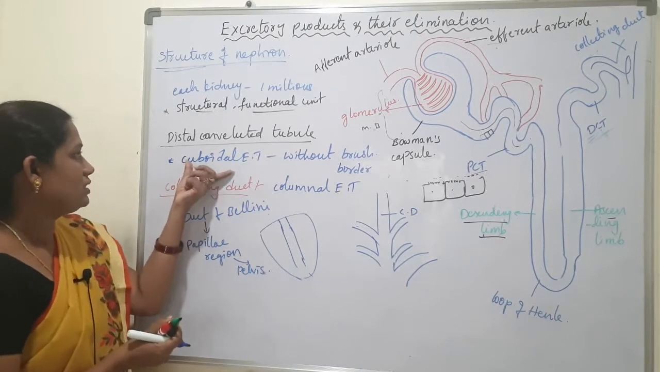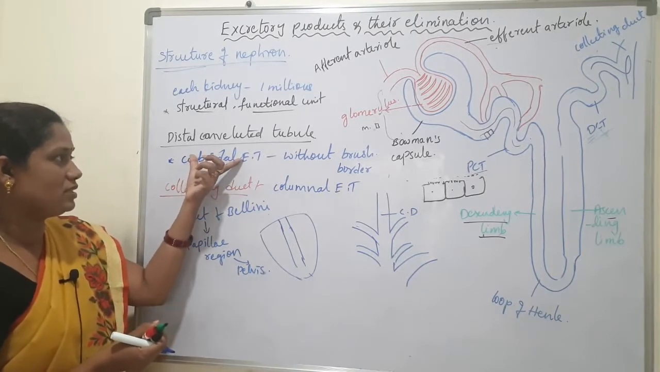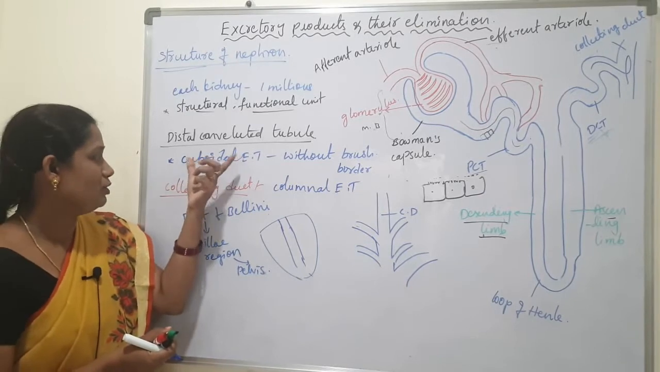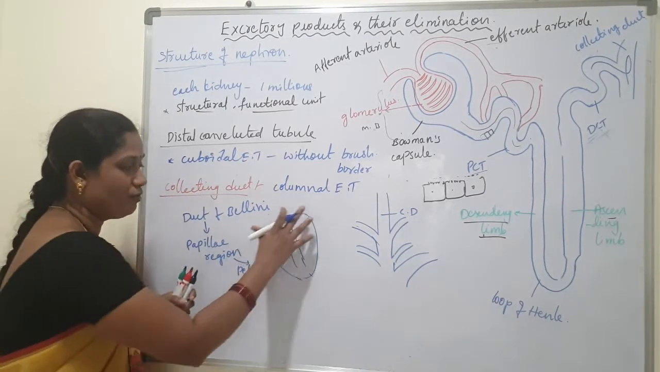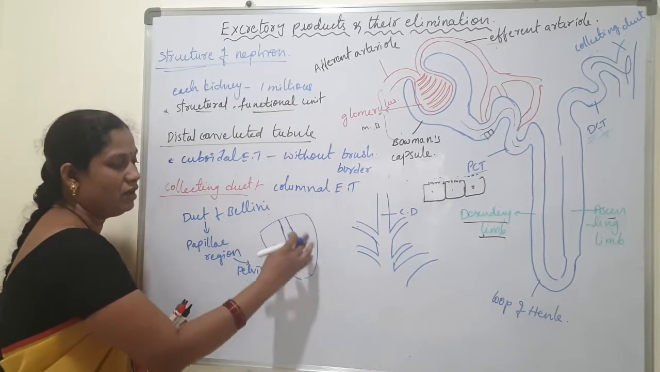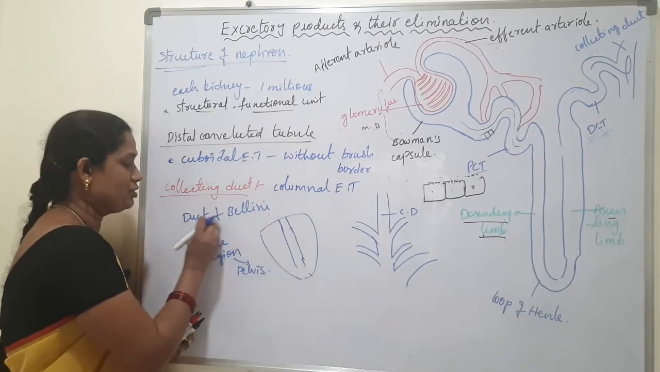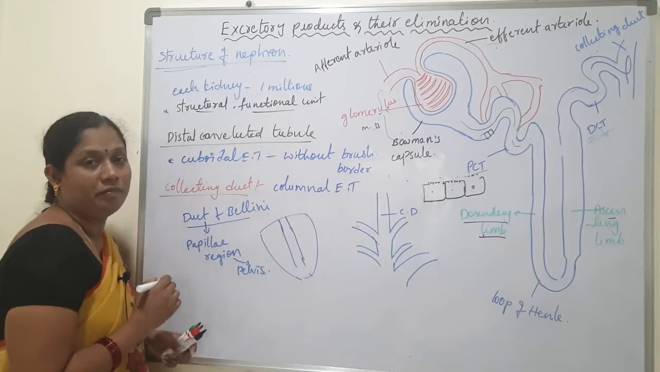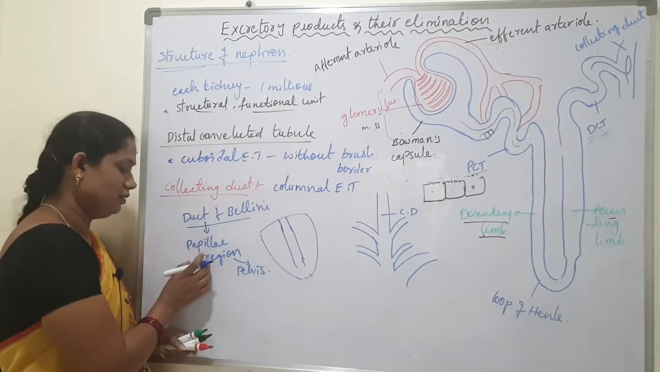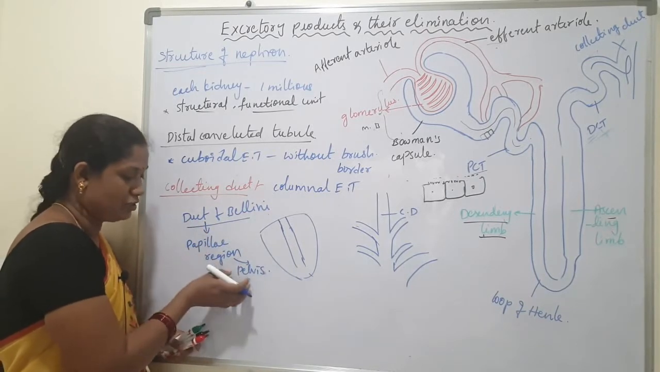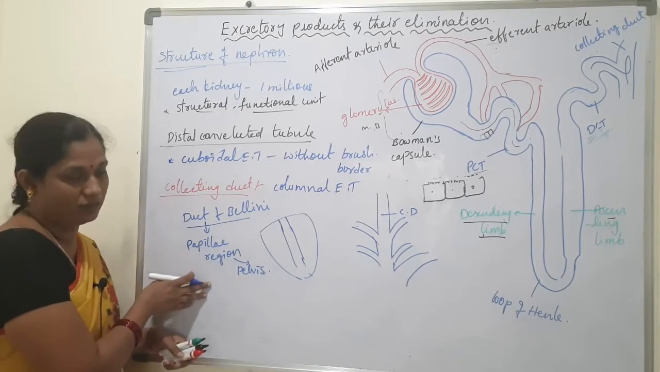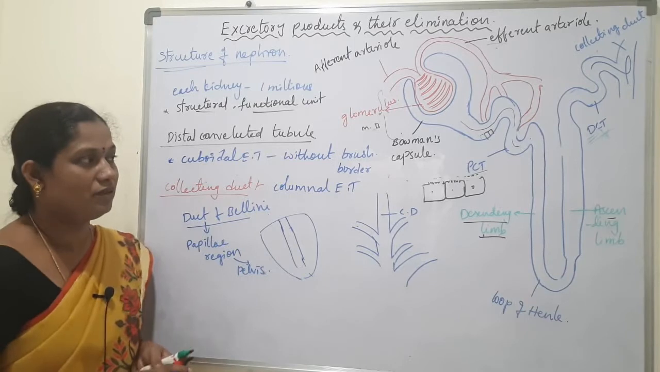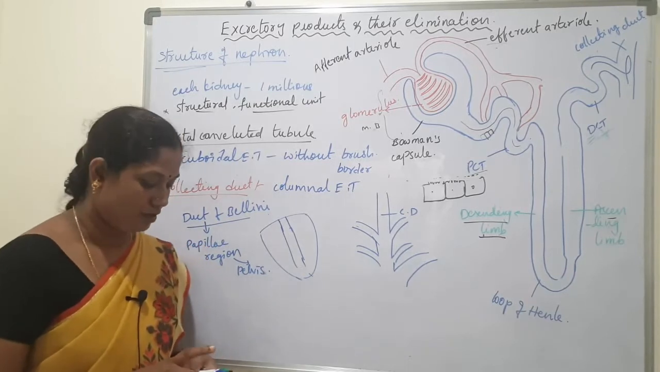So all distal convoluted tubules open into collecting ducts. All the collecting ducts in one renal pyramid open into a duct of Bellini. The duct of Bellini opens into the pelvis near the papillary region. Okay, so this is about the structure of the nephron.